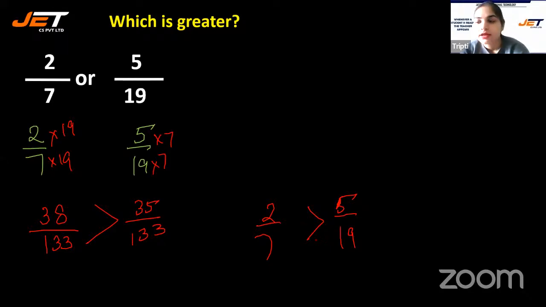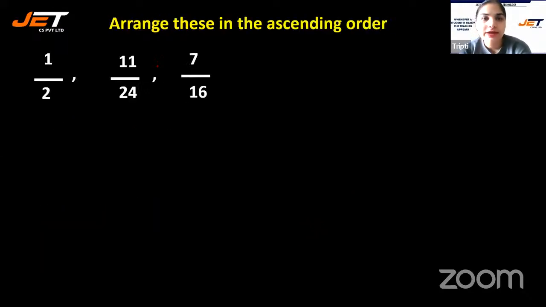Okay. Now, children, another kind of question is like, arrange these in ascending order. You have multiple fractions and you are supposed to arrange them in ascending order. Now, how to do it? Because the denominators are not same. The first step is to make the denominators same.